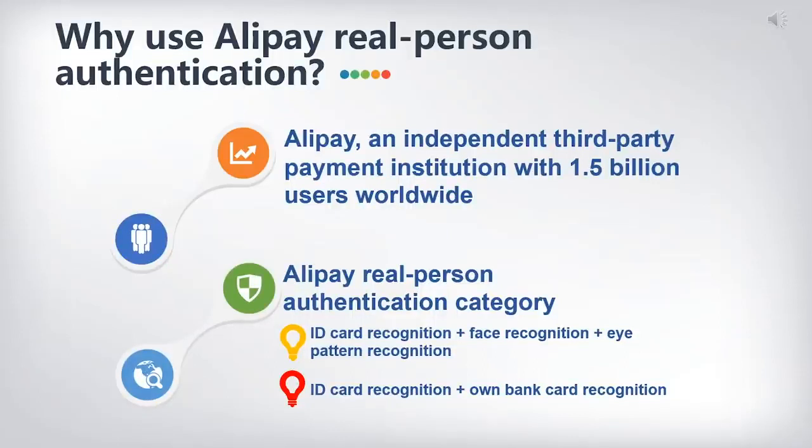What is Alipay real person authentication? Alipay, an independent third-party payment institution with 1.5 billion users worldwide. Alipay real person authentication category: ID card recognition plus face recognition plus eye pattern recognition, ID card recognition plus bank card recognition.